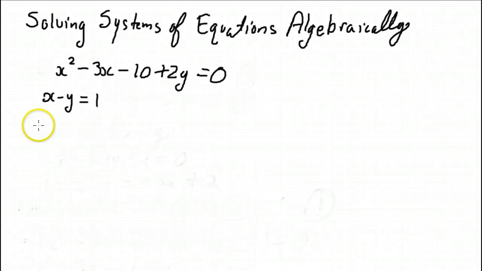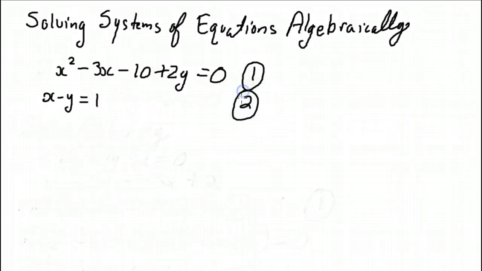Solving systems of equations algebraically, and in this case a quadratic system. Let's call this equation 1 and a linear equation 2. Now you might recall you solved linear systems and the methods were substitution and elimination. In this case we're going to try substitution.